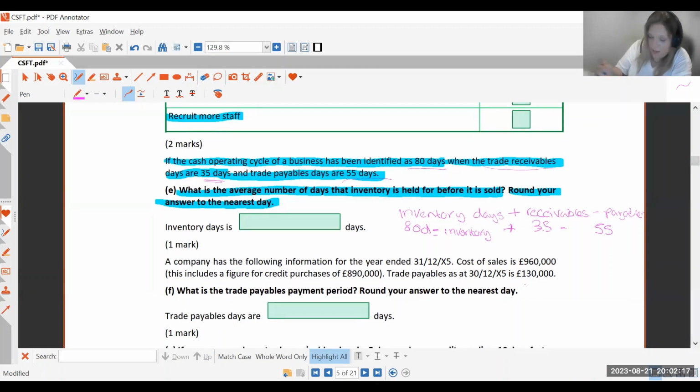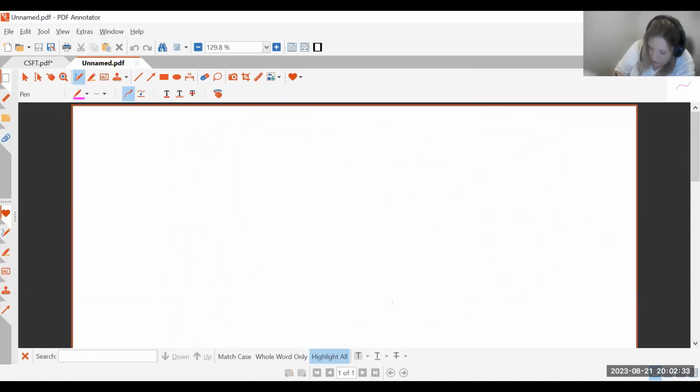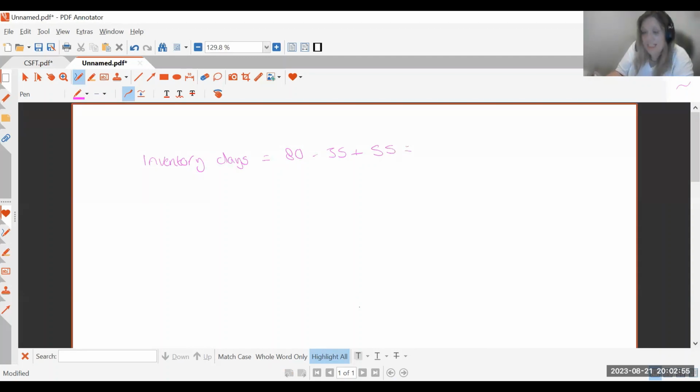So then we can change that around, and I'm just going to do it over here so hopefully we can get it a bit nicer. We can flip this formula, and let's get a piece of paper instead for clearness. So now we can say inventory days equals our 80 days minus 35 days plus 55 days. So 80 minus 35 plus 55 gives us 100. So our inventory days are 100.